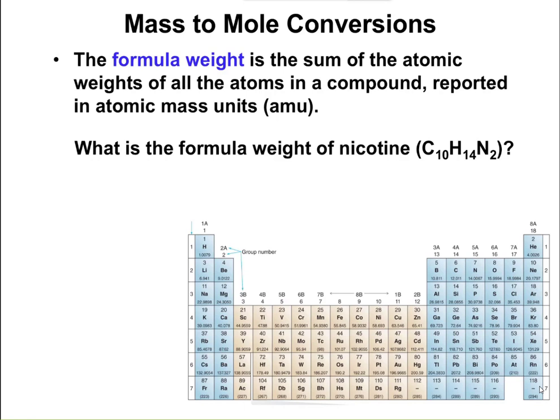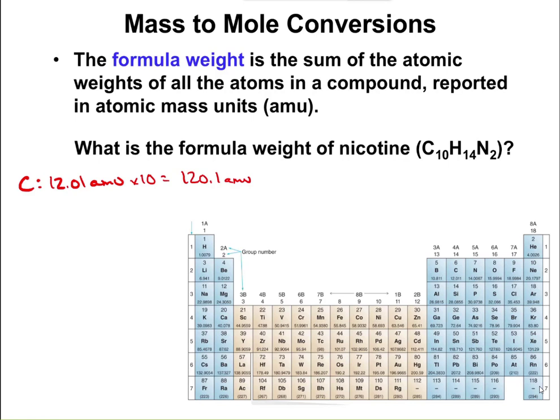So if we were to ask for the formula weight of nicotine, so nicotine is C10H14N2. To figure out the formula weight, you would say, okay, 1 carbon is going to be 12.01 AMUs, right? I'm coming from this number here, and it says 12.011. I'm just going to do them all to 2 decimal places. And we know we have 10 of them. So that's going to give us 120.1 AMUs from the carbons themselves.